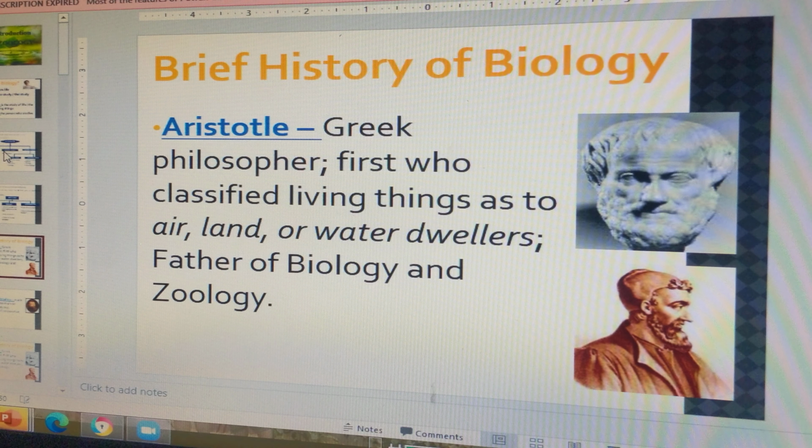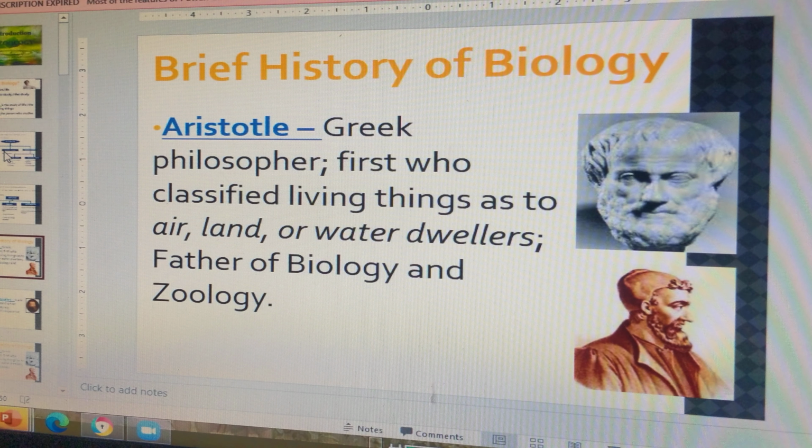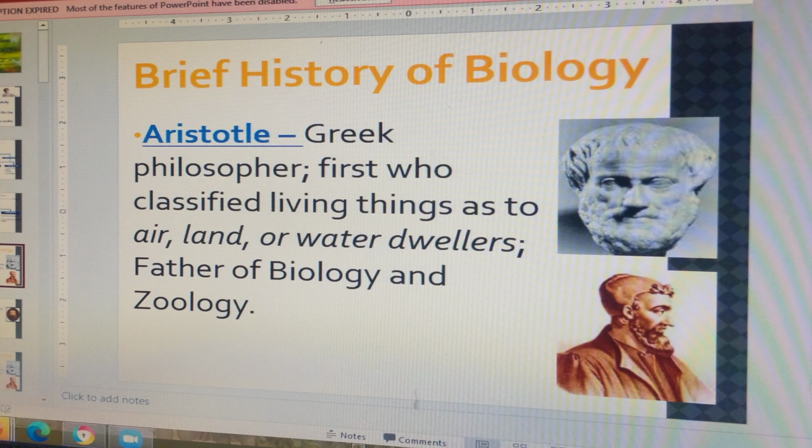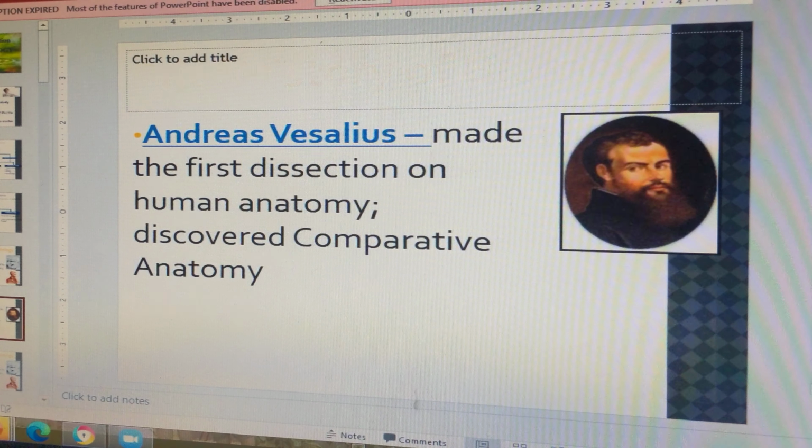So these are the animals living in the sea. So sila yung mga aquatic animals. So these are the living things that live in the water or non-salt. We have the fresh water. Then we have the estuarine animals. Then we have the bottom dwellers, then we have the aerial, etc. and etc. Okay, so yun. So that's why he is considered as a father of zoology.